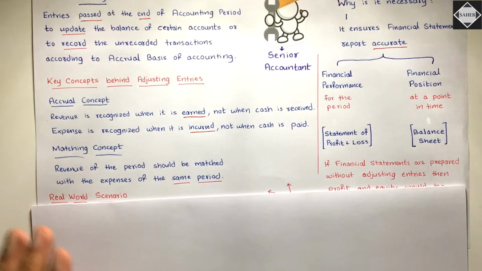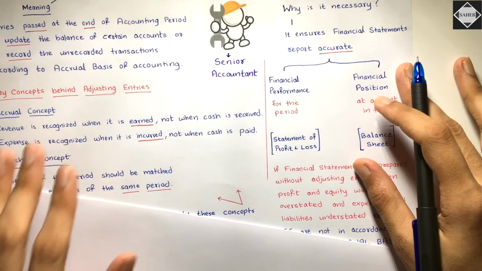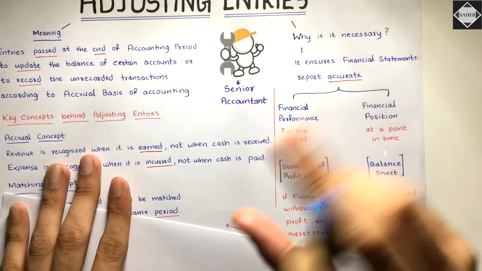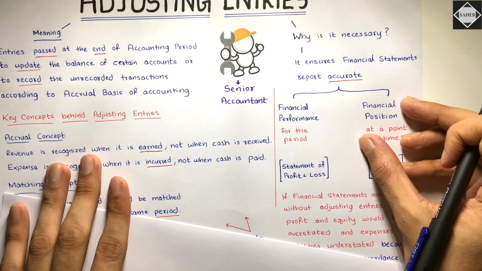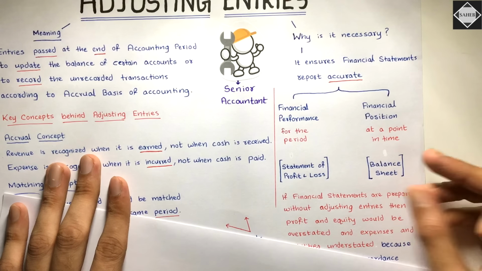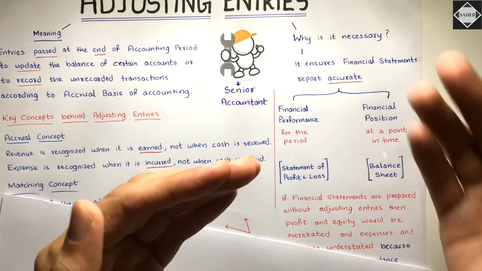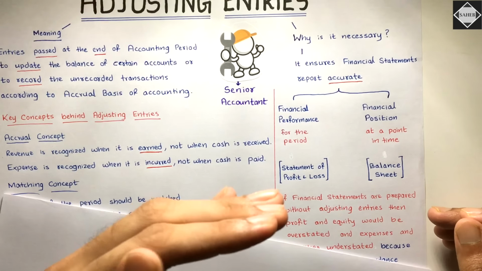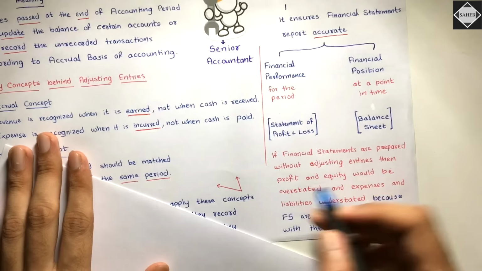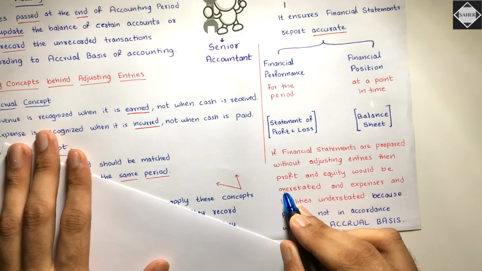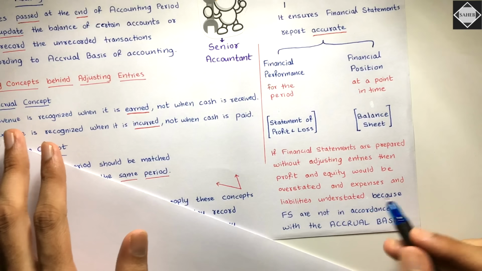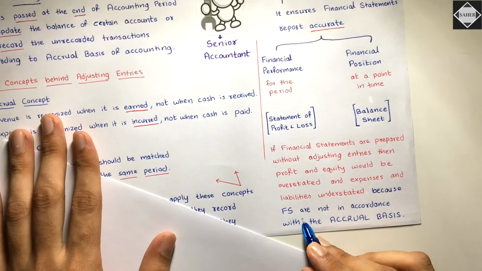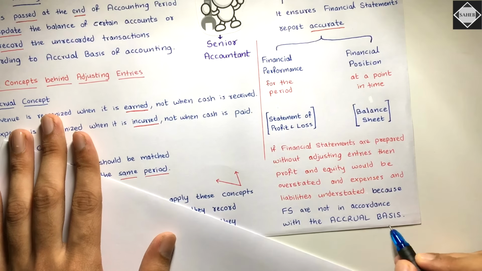If adjusting entries are not passed, then what happens? See here, your financial performance, the profit or loss which you find in statement of profit and loss, will be wrong. Your financial position, which is shown in the balance sheet, will be inaccurate. How much assets you have, liabilities and all, right? It can be overstated or understated. Fine. See, if financial statements are prepared without adjusting entries, then profit and equity would be what? Overstated or understated. Anything can happen because financial statements are not in accordance with the accrual basis.